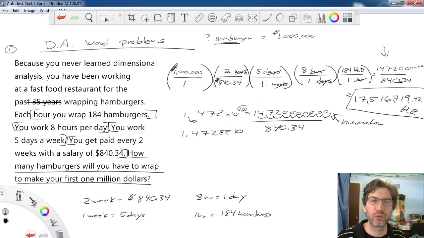You're not going to make 0.42 of a hamburger, but technically, once you make your 0.42 of it, you get your money for it. It's just that the accounting firm pays you every 2 weeks and not in fractions.